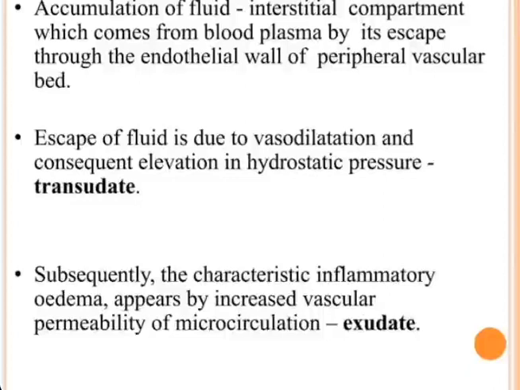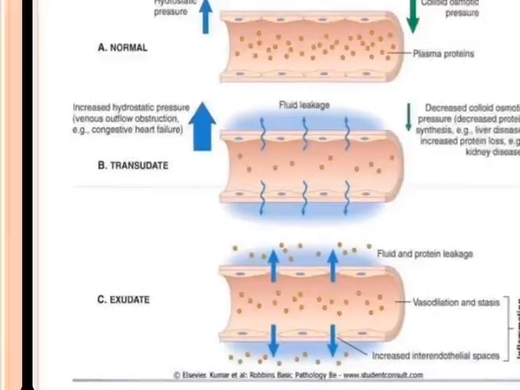Accumulation of fluid in the interstitial compartment comes from the blood plasma by its escape through the endothelial wall of the peripheral vascular bed. The escape of fluid due to vasodilation and the consequent elevation in hydrostatic pressure is called transudate. Subsequently, the characteristic inflammatory edema appears by the increased vascular permeability of the microcirculation, which is called exudate.